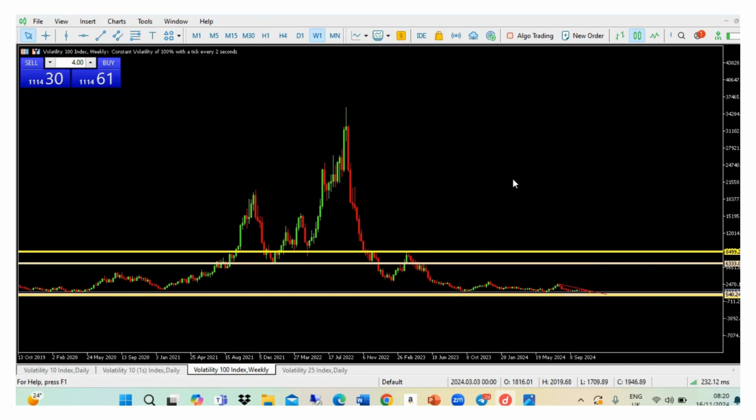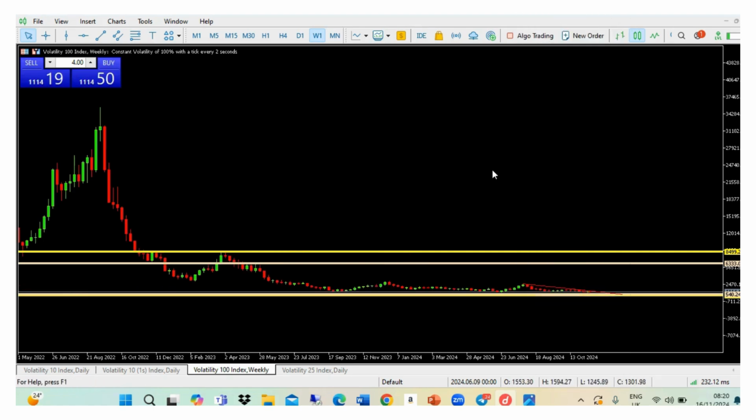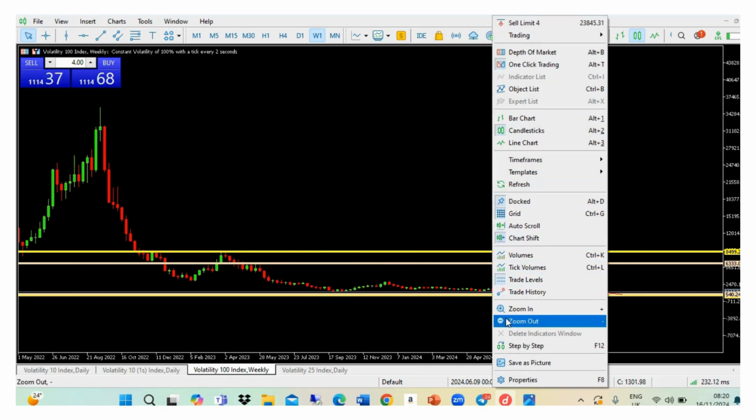Now, if you look at this chart, let me see if I can zoom it in a little bit. Okay, it's pretty small, so it's not even coming up.